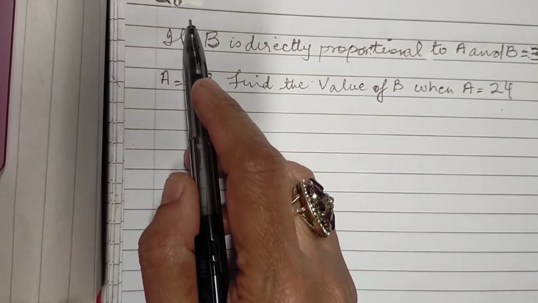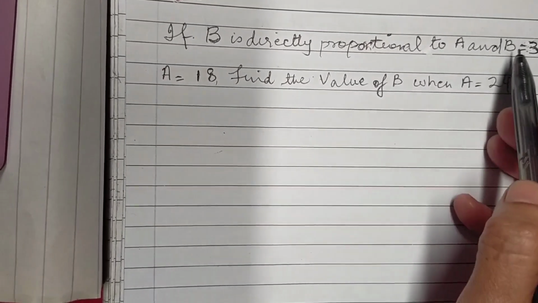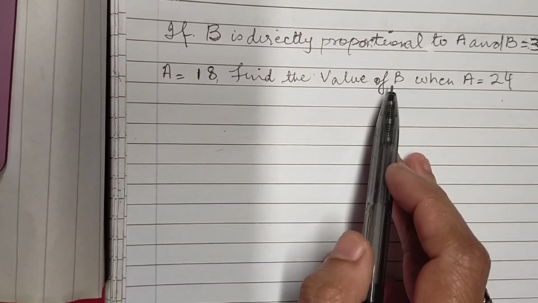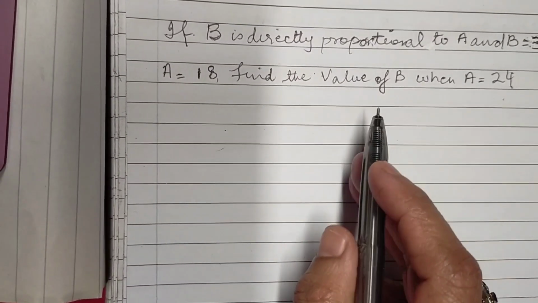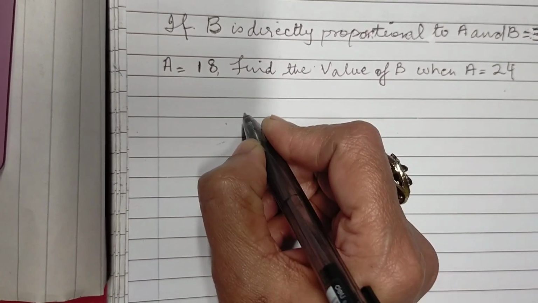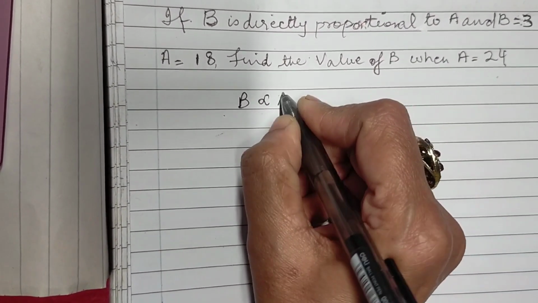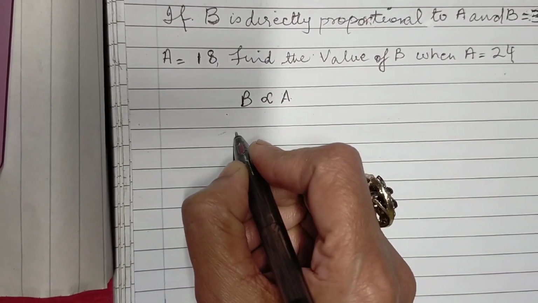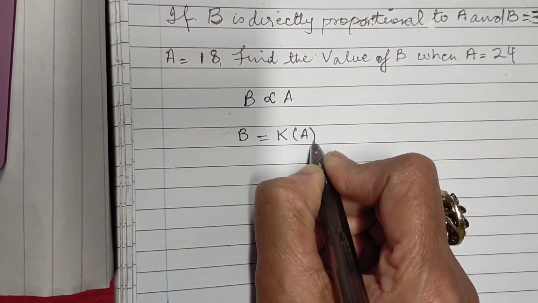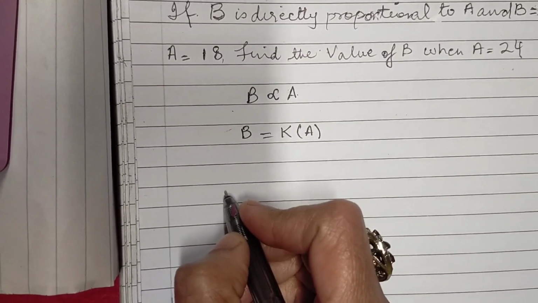Now question number 8. If b is directly proportional to a and b is 3, when a is equals to 18, find the value of b when a is 24. So let's start with the question. Here we'll write b is proportional to a. Okay, so we'll write b is equals to ka, as we all know that we want to know the value of k. How much is b? B is 3.